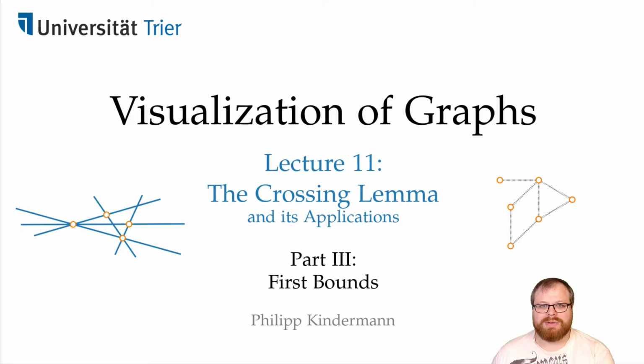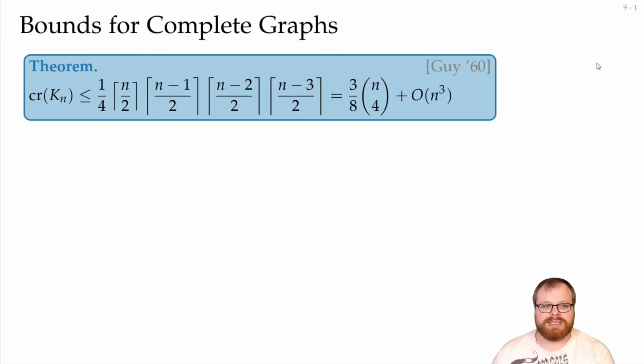In this part, we will establish our first bounds on the crossing number. First, we want to look at complete graphs. We won't prove anything here, but I want to show you some very interesting results and conjectures. The first one is by Guy from 1960.